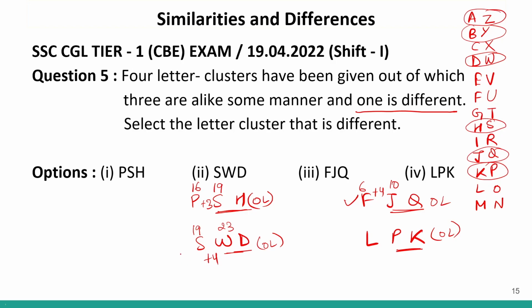So this, and let us check for this. L is 12 and P is 16. So here also it goes plus 4. So these three terms follow the same logic, and this one, PSH, is the only term that has a different logic. So this is different. That is option number 1. So out of all these given options, option number 1, PSH, that is different. Clear?